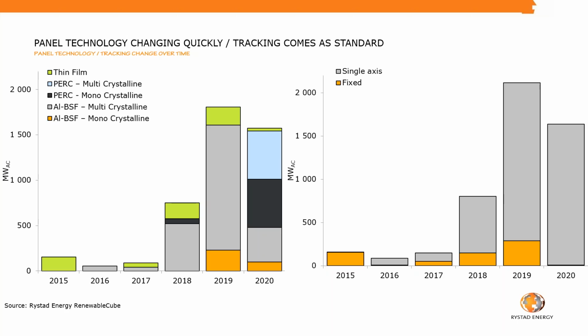On the right-hand side, you simply see whether a utility PV farm is single axis tracking or is fixed. And you can see now that the standard here is tracking comes with every utility PV farm.